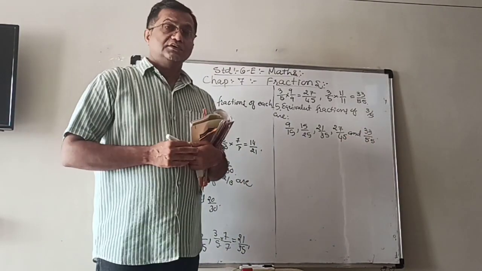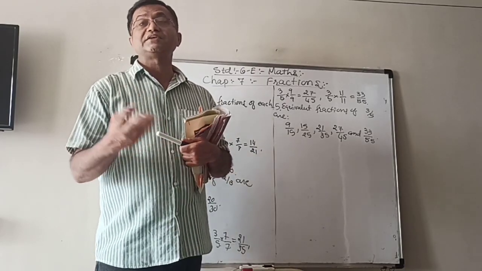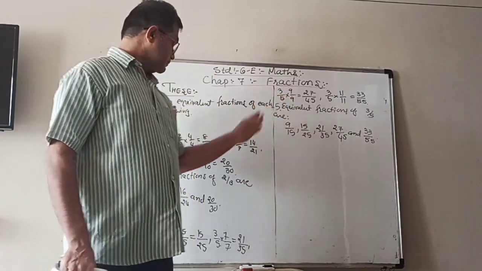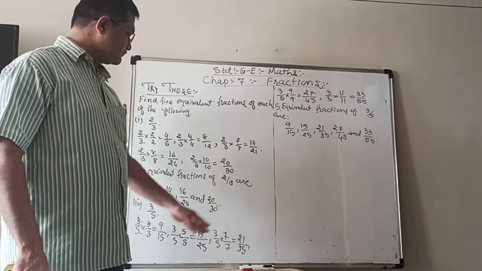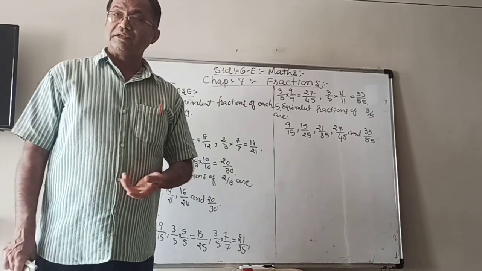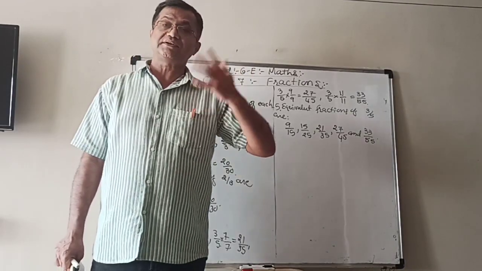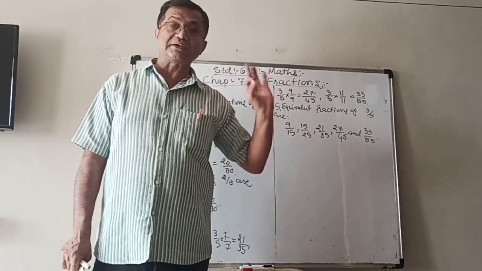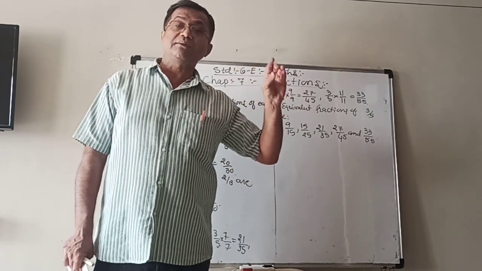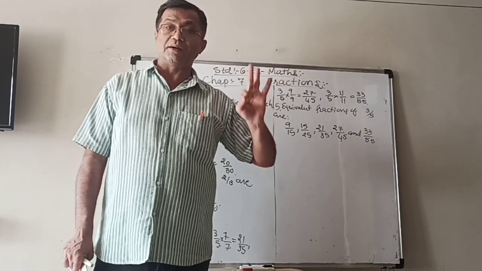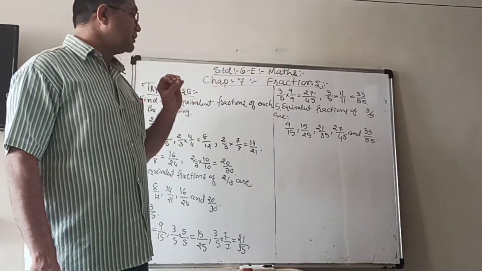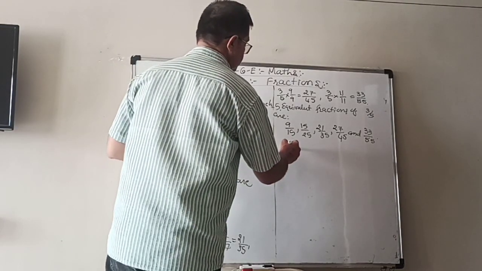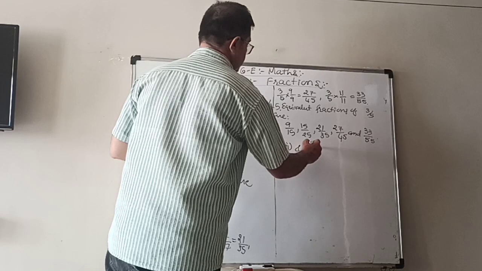So here different students can get different answers also, because if you take different numbers, like I take 3, 5, 7, 9, 11, they can multiply with 2, 4, 6, 8, 10, 12, 14, 16, any number. The answers will be different, but they must be multiplied with the same number in the numerator and in the denominator. The remaining second and fourth should be done as homework.